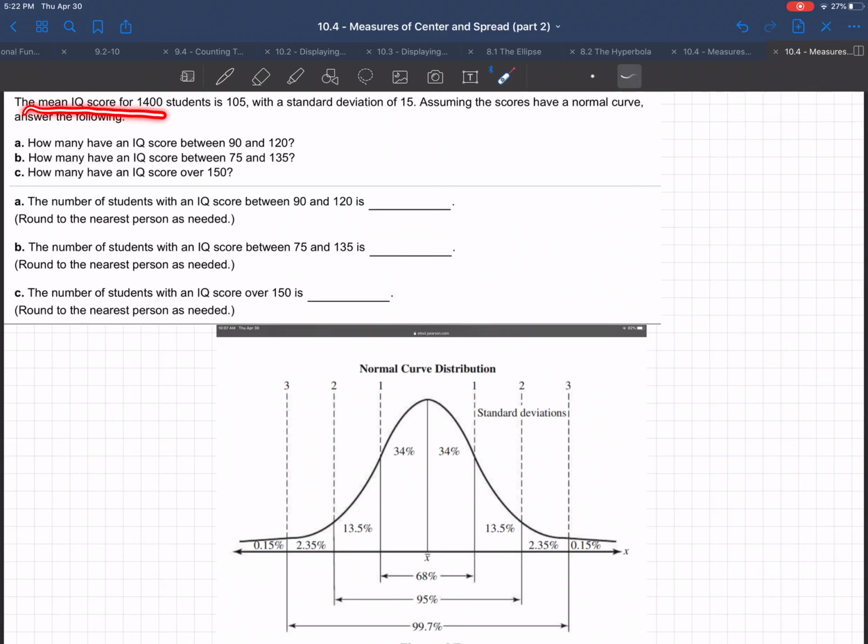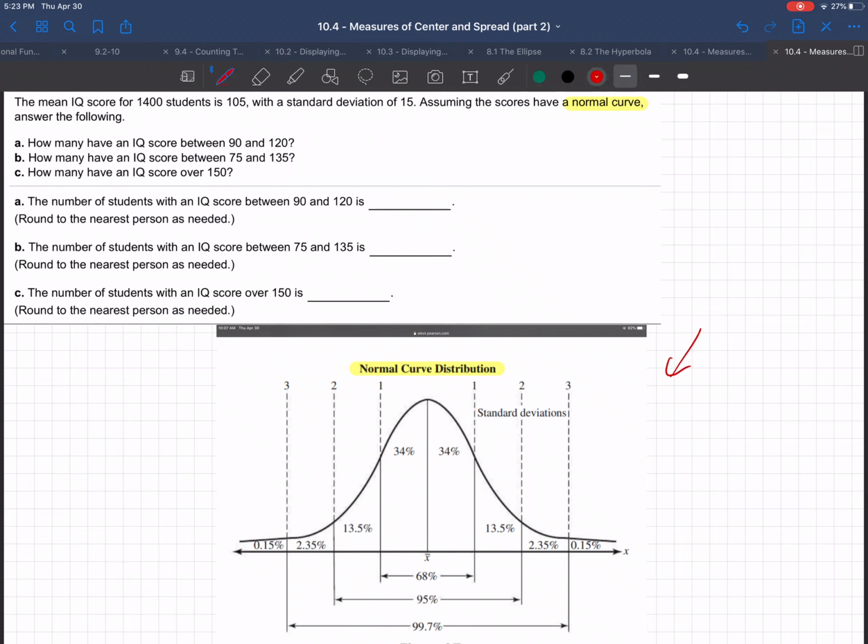The mean IQ scores for 1,400 students is 105. That's the average IQ score for those 1,400 students with a standard deviation of 15. Assuming the scores have a normal curve, answer the following. As soon as they say the words normal curve, you know you need the normal curve distribution.